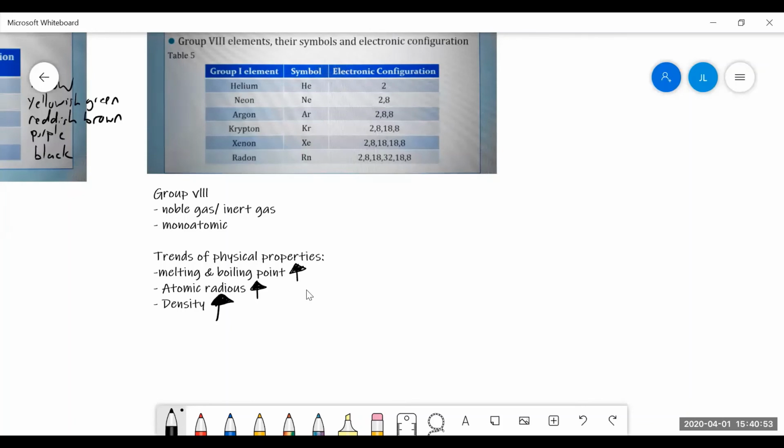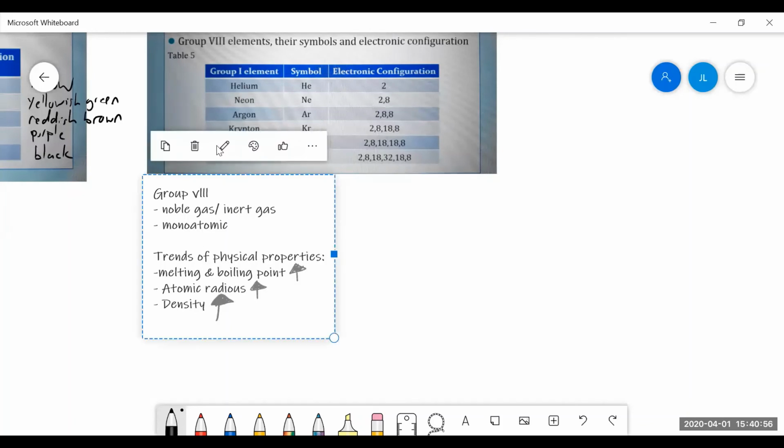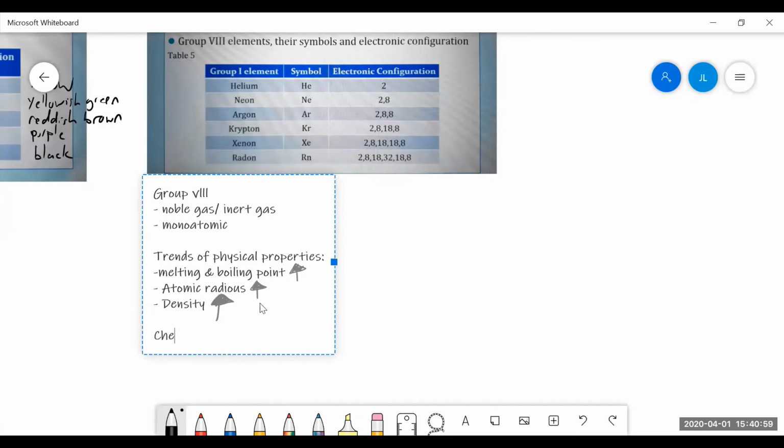Density. Okay, now chemical properties of noble gas. What are the chemical properties? Inactive. It is not reactive, so it is inactive, or we can say it is inert. Because it has 2 or 8 electrons, which makes it very stable. That's why they do not accept, donate, or share electrons.